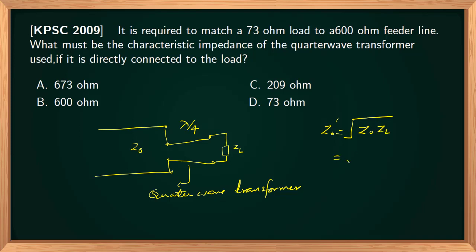So in this case, the characteristic impedance of the line is 600 ohms and the load impedance is 73 ohms. The answer is the geometric mean of 600 and 73, which is about 209 ohms. The correct option is option C.